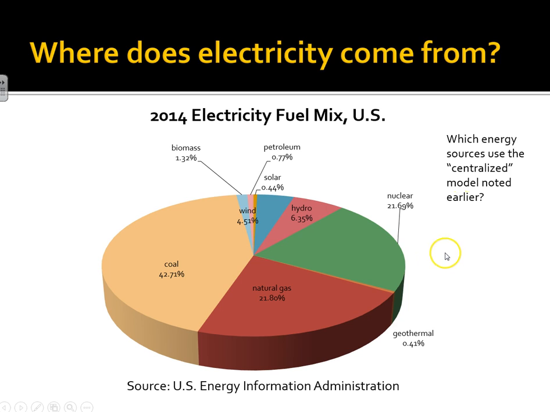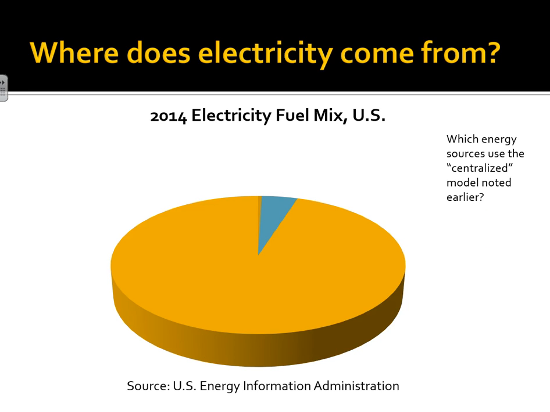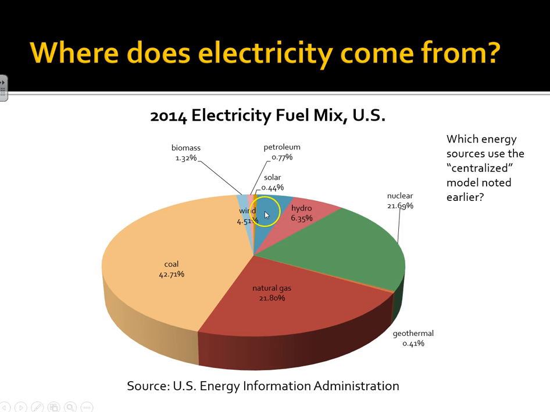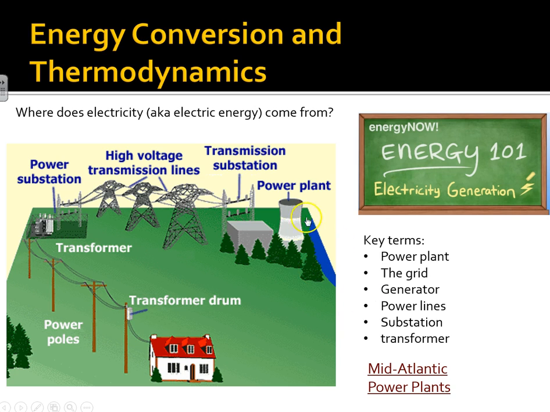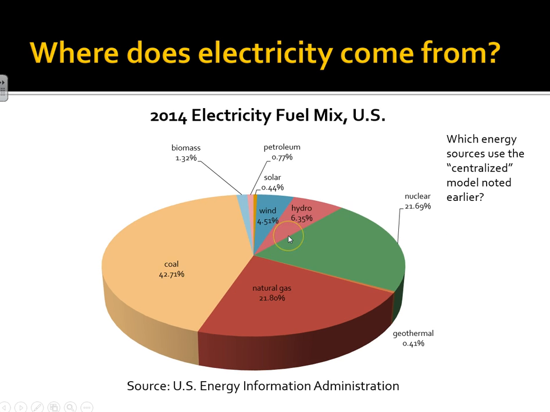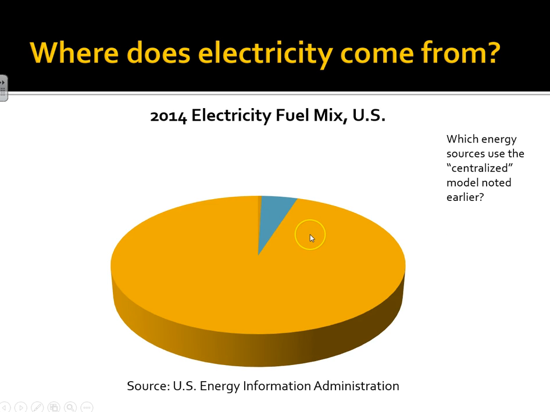Remember I said that most of our electricity in the United States comes from that big power plant model. So of all these slices, which of these are that very model? If you think about it, basically everything but wind and solar are the only ones. Everything else uses that big power plant. So well over 90%, 95% or so of all the electricity in the United States comes from this basic model, okay? So that's the electricity fuel mix.